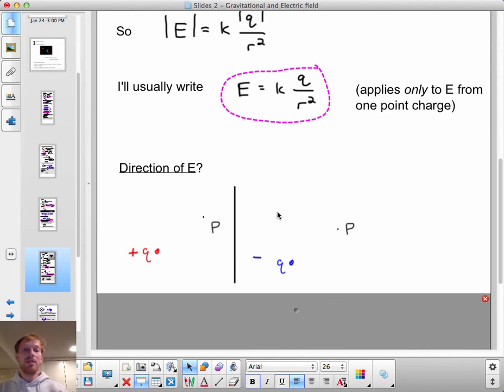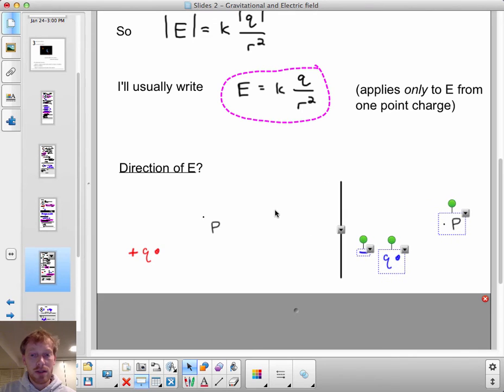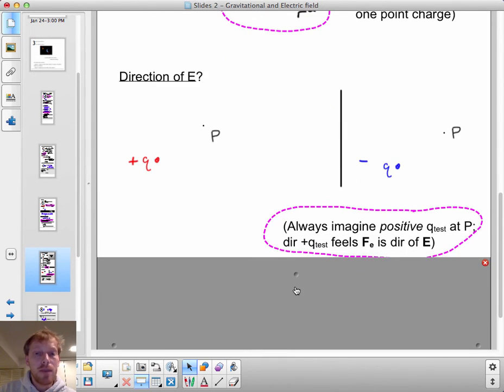Now let's separately talk about the direction of electric field. Let me get this out of the way so I can just focus on this business to the left. If there's a positive charge here generating an electric field at point P, what direction is the electric field at point P? Well, the way you think about it is imagine a positive test charge at point P. What direction would a positive test charge experience an electric force? Away from that charge Q. So the direction of the electric field is away from that positive charge.